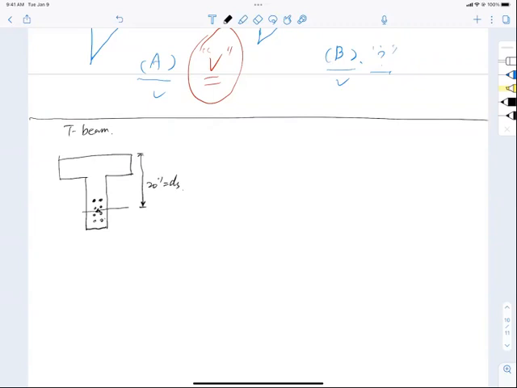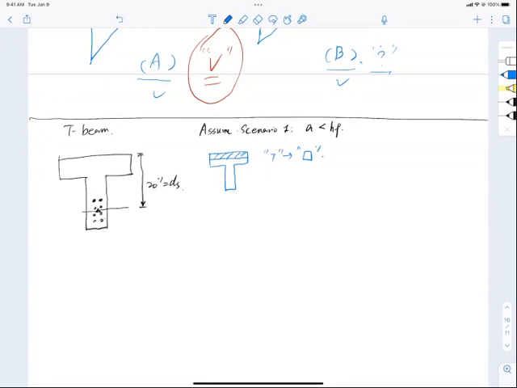So to solve this problem, there are several things we need to do. First, we have to make an assumption: assume scenario number 1. What is scenario number 1, you may ask? That is the compression block depth a being smaller than h_f, the lucky one. When I say that, that means my T-beam behaves like a rectangular section, so treat it as a rectangular section. That is scenario number 1.